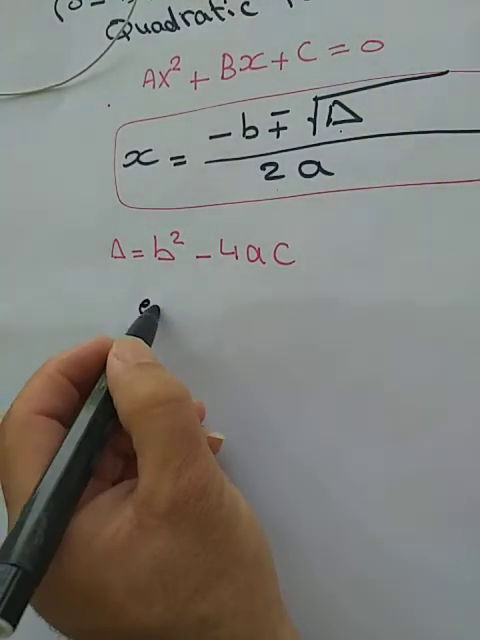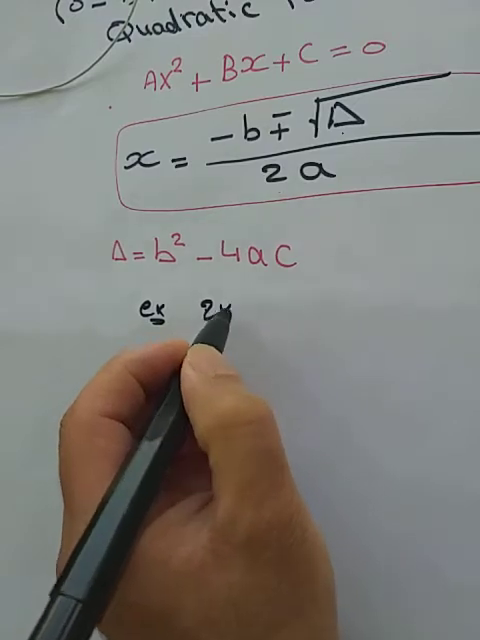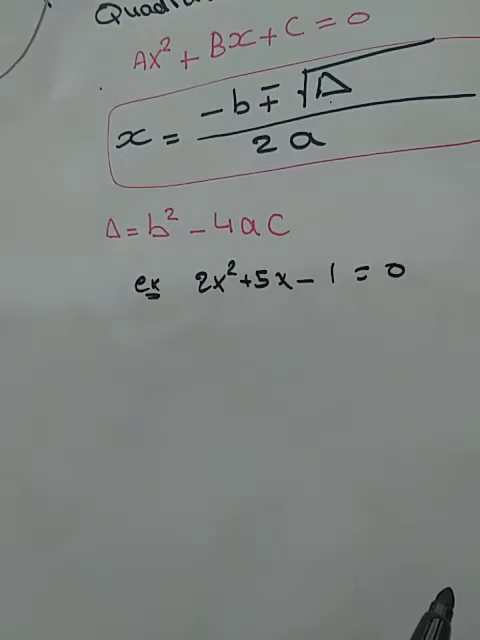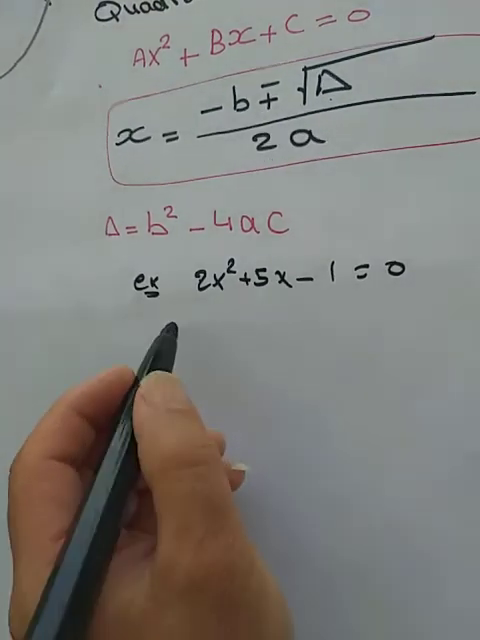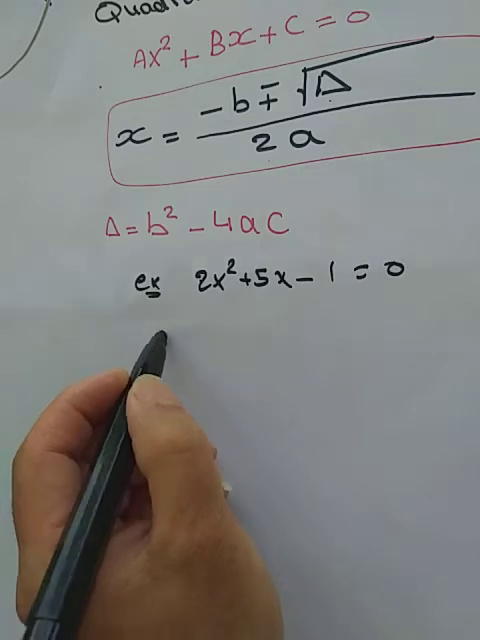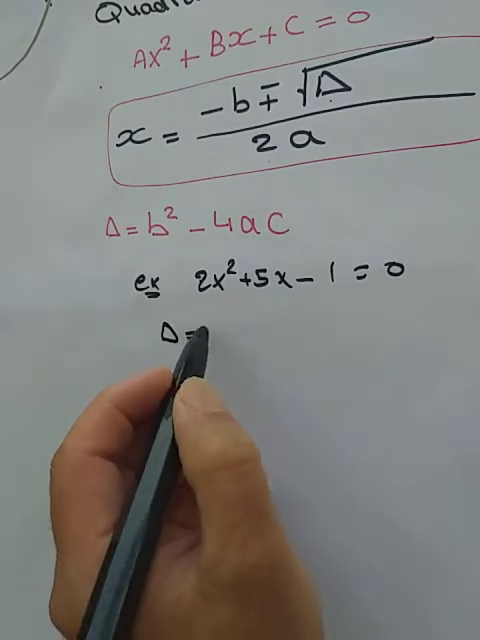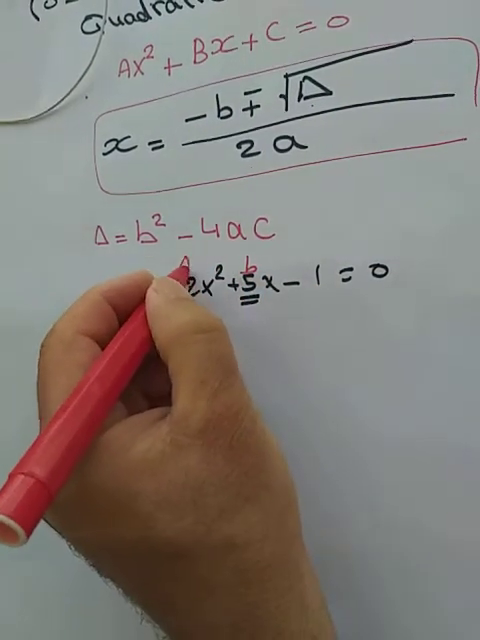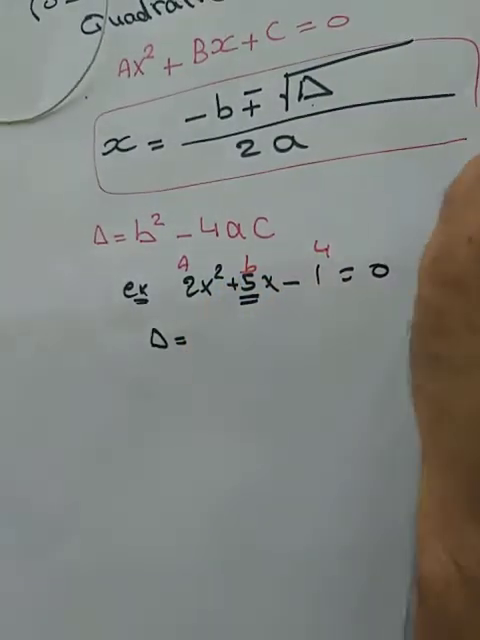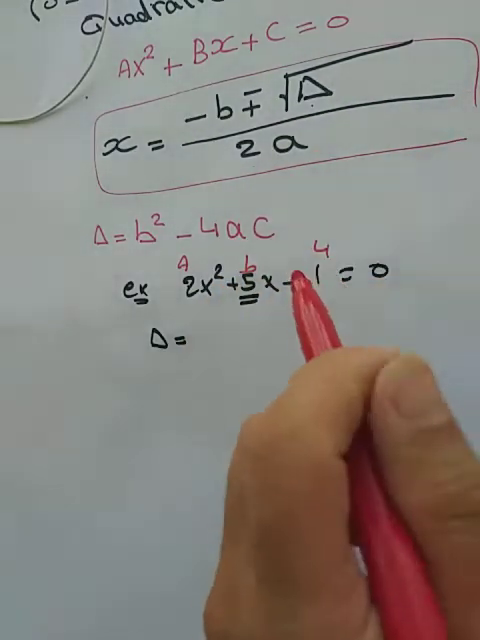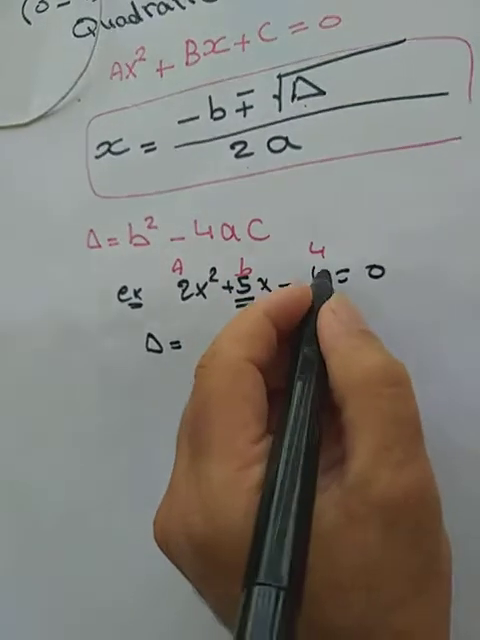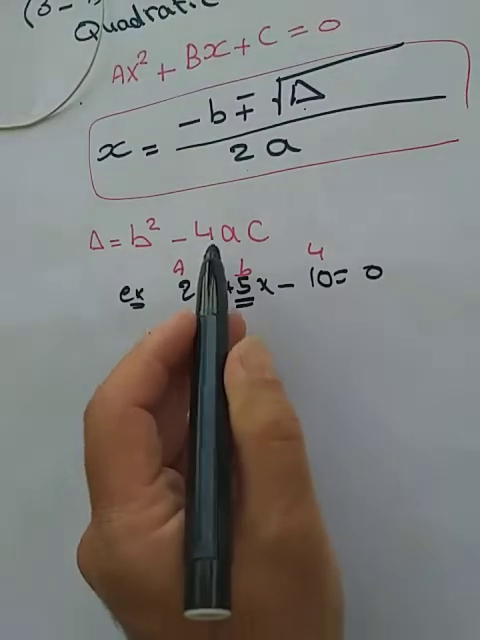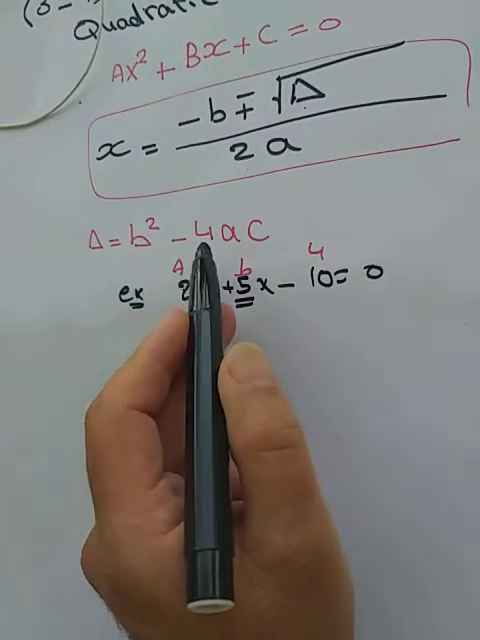Example: if you have 2x squared plus 5x minus 1 equal to 0, find delta. Delta is equal to what? This one is b, this one is a, and this one is c. Delta we can find by b squared minus 4ac.